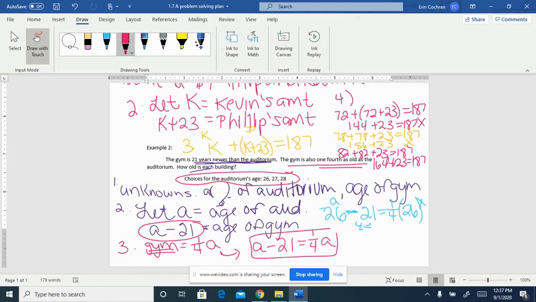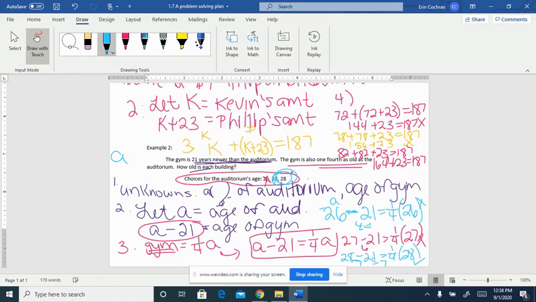All right, let's try 27. 27 minus 21, is that 1/4 of 27? 27 minus 21 is 6. Is 1/4 of 27 6? Nope. So it can't be that one. All right, let's try 28. 28 minus 21. Is that 1/4 of 28? 28 minus 21 is 7. And 1/4 of 28 is 7. So does 7 equal 7? Yes, it does. So the age of my auditorium is 28.